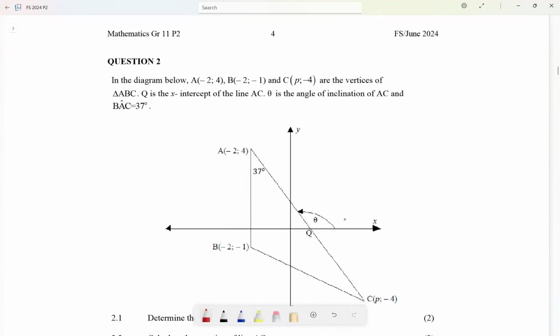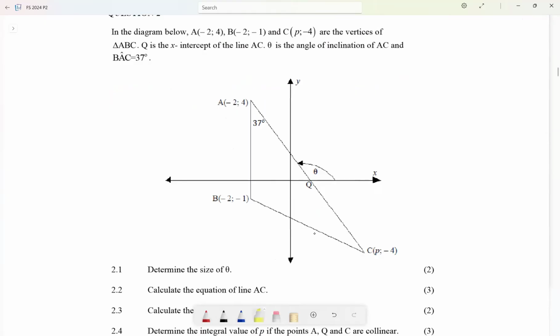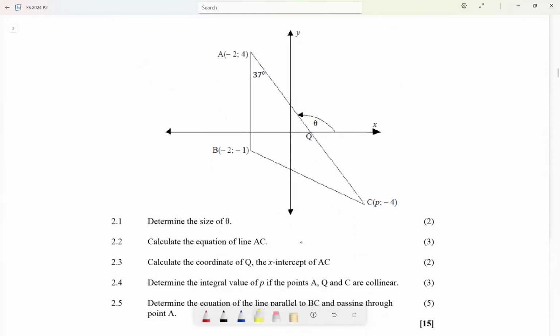Okay. Now moving forward, in the diagram below, A, B, and C, those coordinates are the vertices of triangle ABC. Q is the x-intercept of the line AC. Theta here is the angle of inclination of AC, and BAC is given. So every piece of information that we are given in the scenario is here. Determine the size of theta.